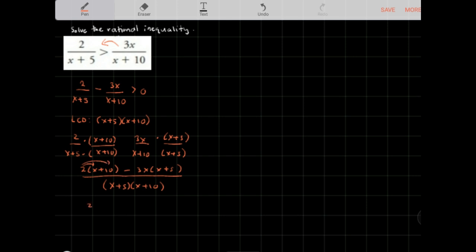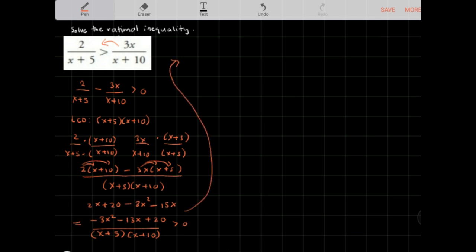You expand the numerator, you get 2x plus 20 minus, if I expand this, 3x squared minus 3x times 5, which is 15x. I'm just going to collect the numerator really quickly before I place it on the denominator. You can notice that you have a negative 3x squared, 2x minus 15x, so it's negative 13x, plus 20. And this is all over x plus 5 times x plus 10, and all of this is greater than 0. Okay, so this is what we have.